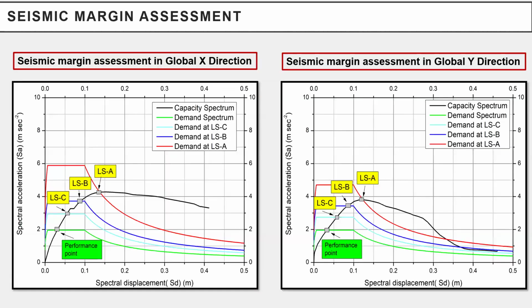This figure shows the seismic margin assessment in both global X and global Y direction, where the capacity spectrum has been plotted with a gray line, and the demand spectrum for different performance levels A, B, C has been plotted. The intersection point gives you the performance point. These are the intersection points.